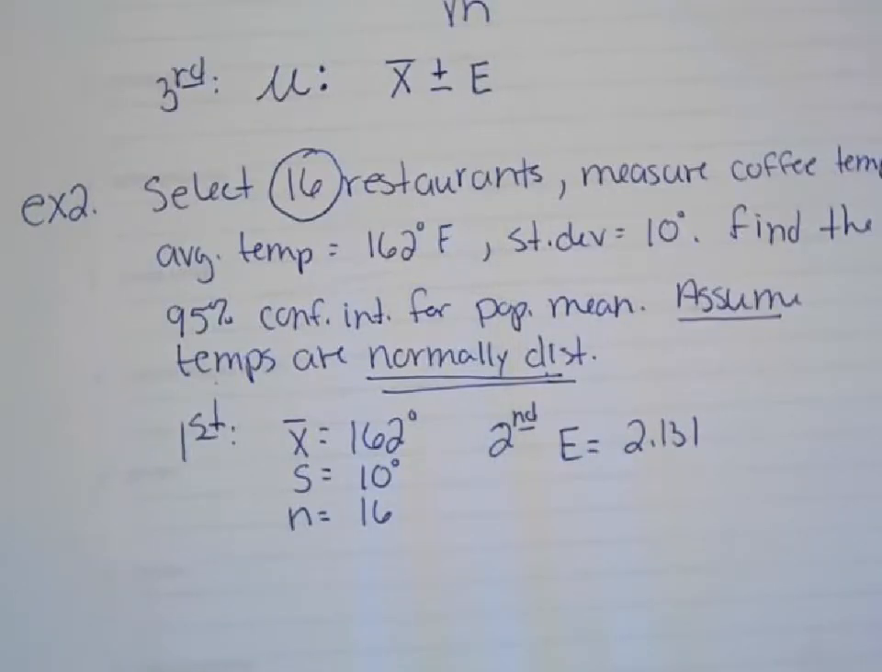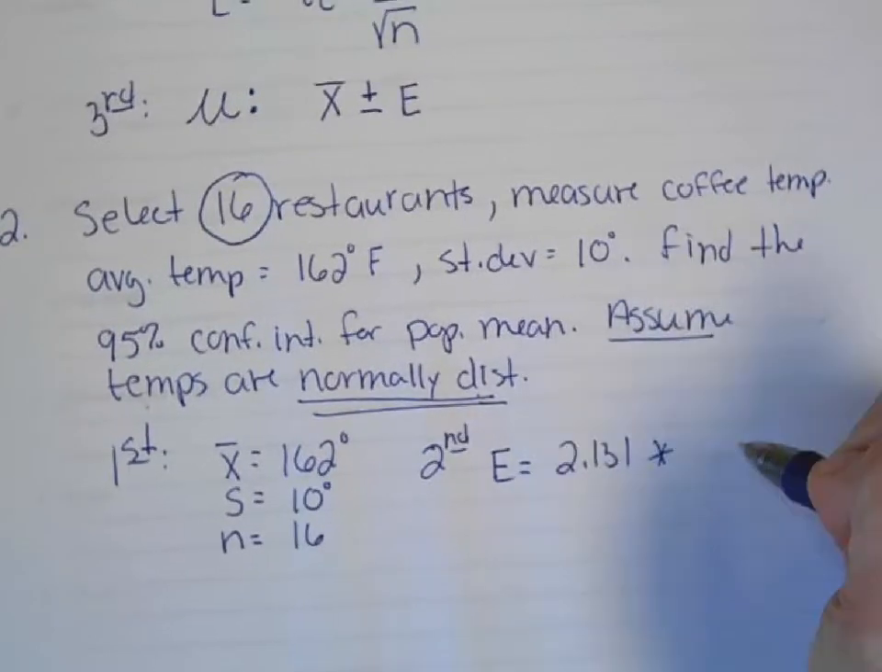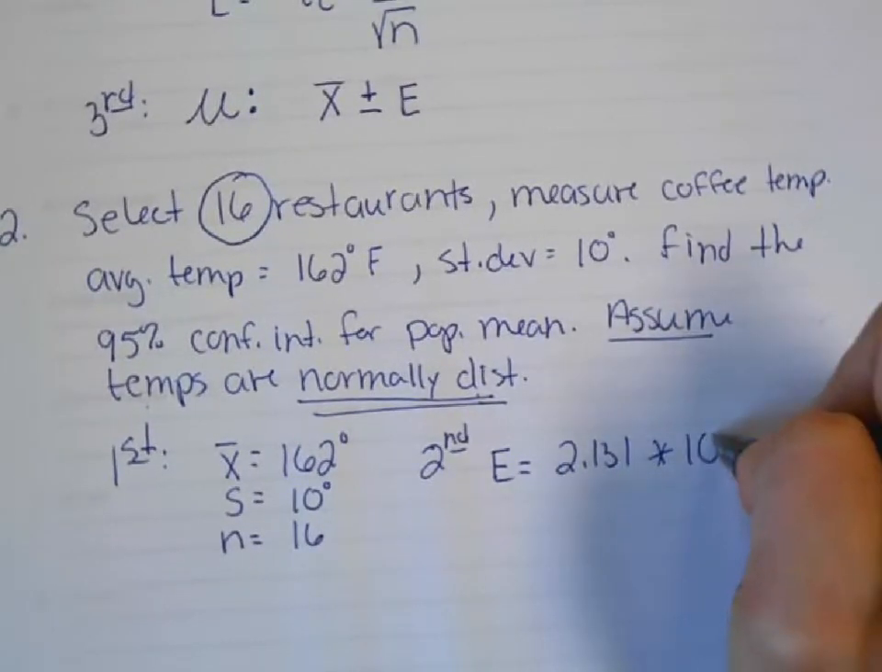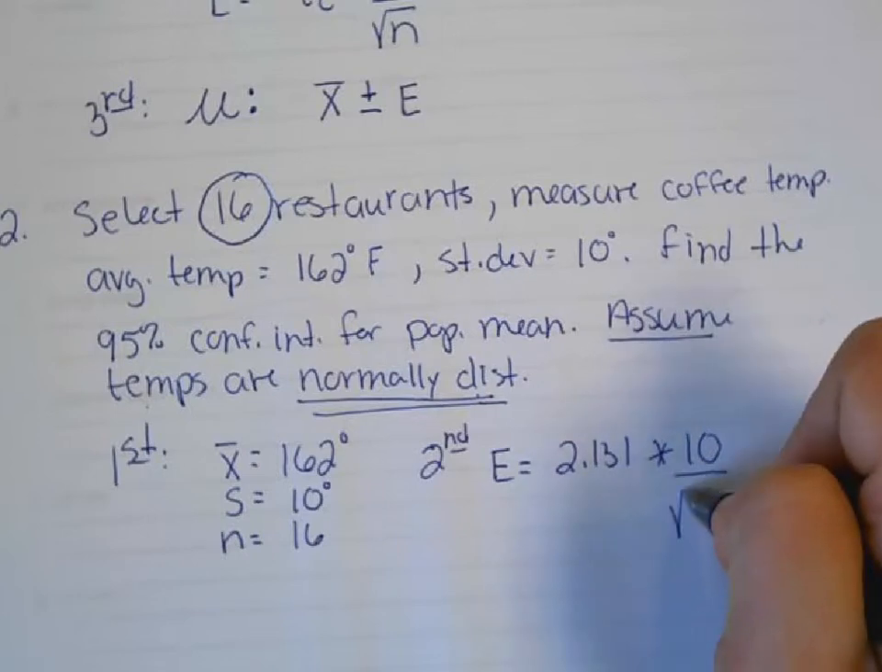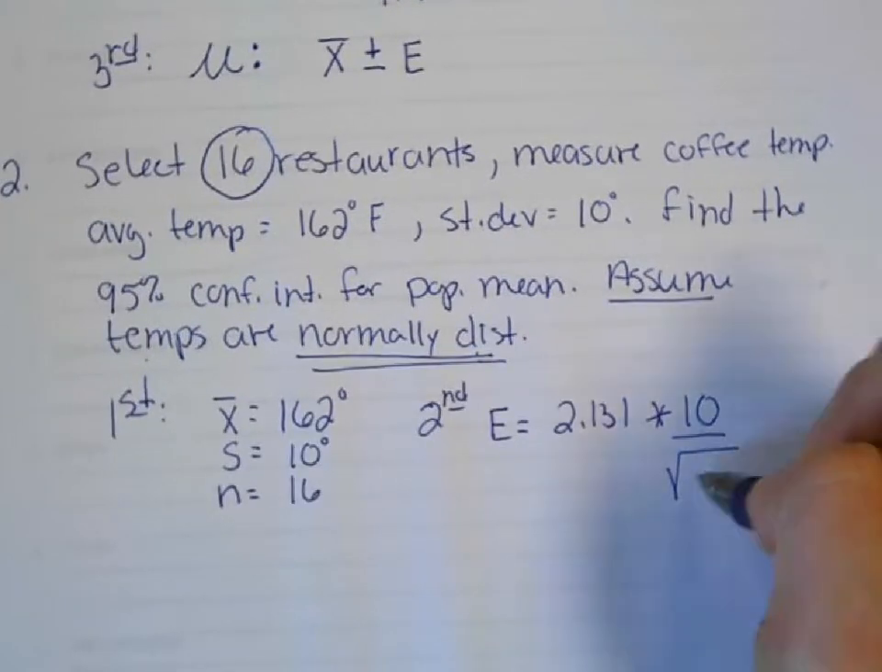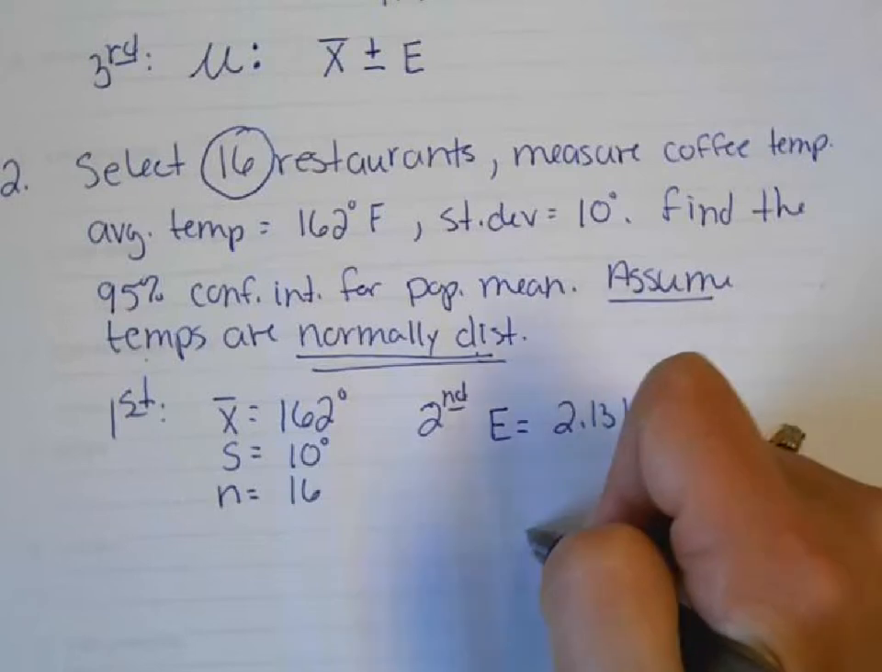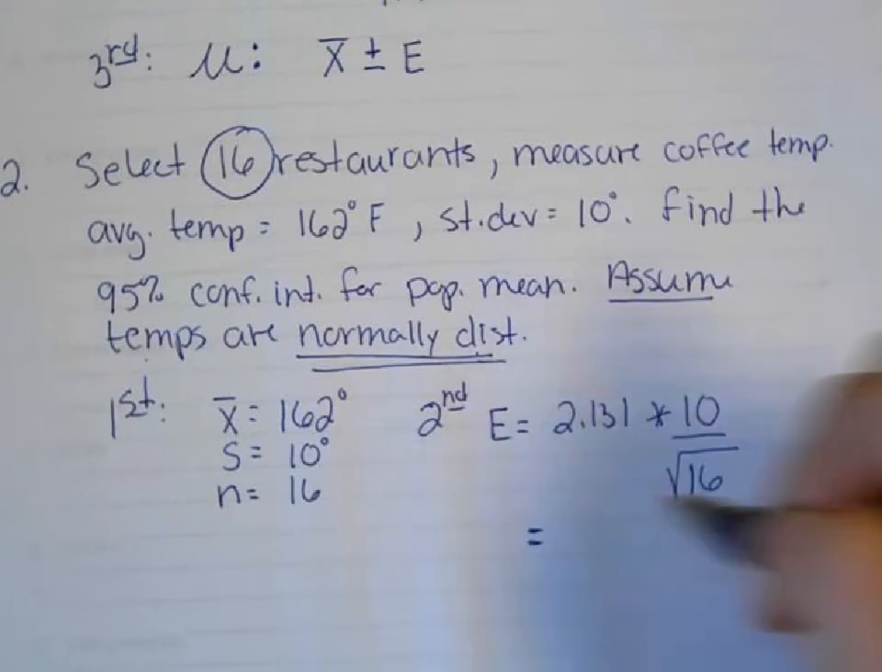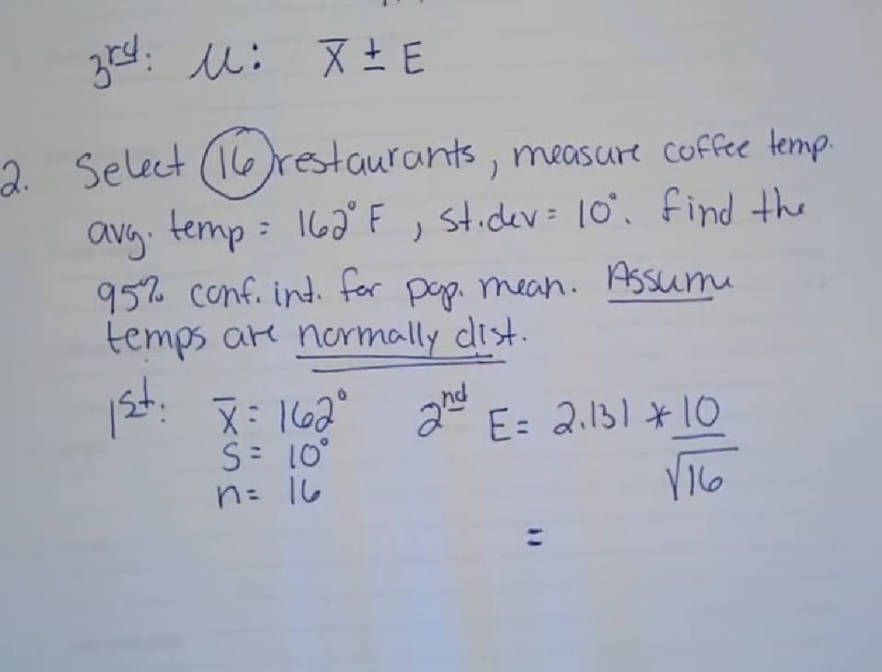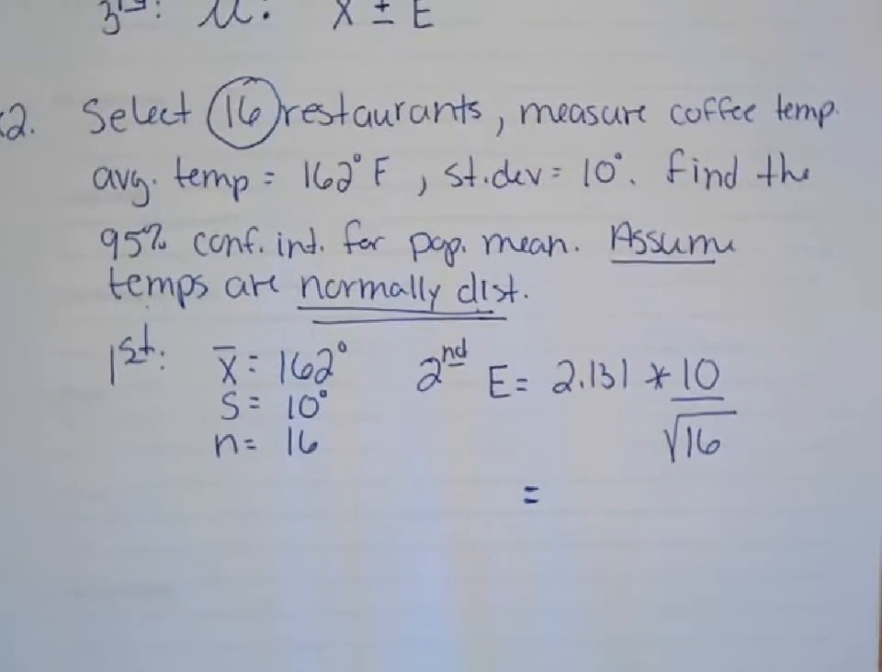Okay, and now we finish it up with multiplying by the S, which is 10, divided by the square root of the sample size, 16. So the max error, the most that I am away from the population mean, is how many degrees?